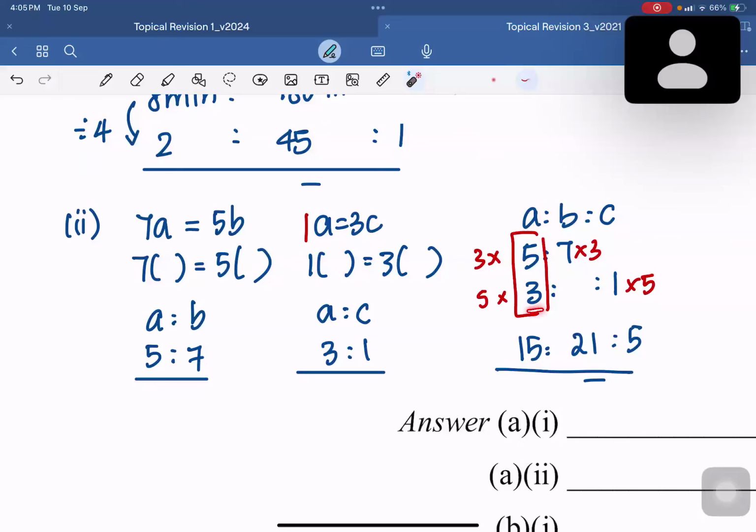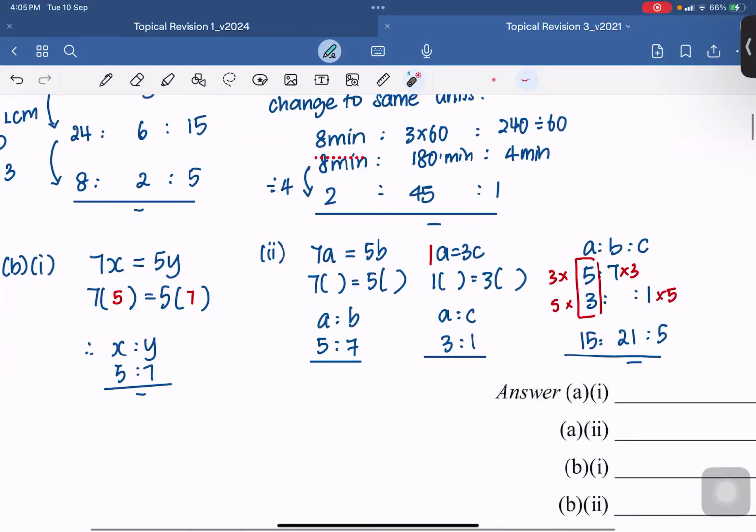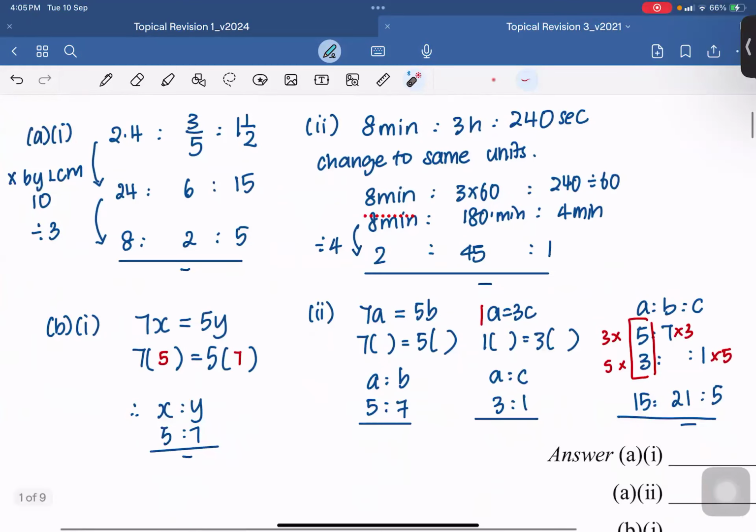Then 3 over here have to times 5. Then 1 need to multiply by 5 also. Okay, so after I make them the same for units, LCM ready for A, that will be 15. Then 7 times 3 becomes 21. 1 times 5 becomes 5. Then I check, is there any more common factor for this? No more common factor, therefore this is the final answer. Okay. Then now, I think question 1 should be more or less doable for you.